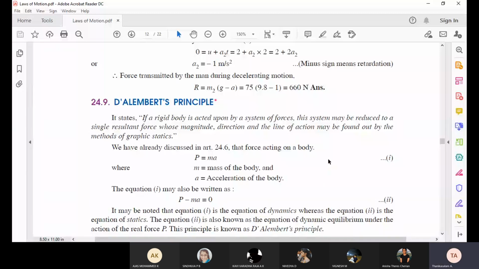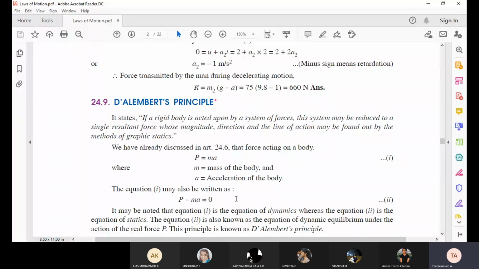See, we know what the second law is: F equal to ma. Students, we know F equal to ma. If I write F minus ma, this equation is called D'Alembert's principle. Understand? What is D'Alembert's principle?